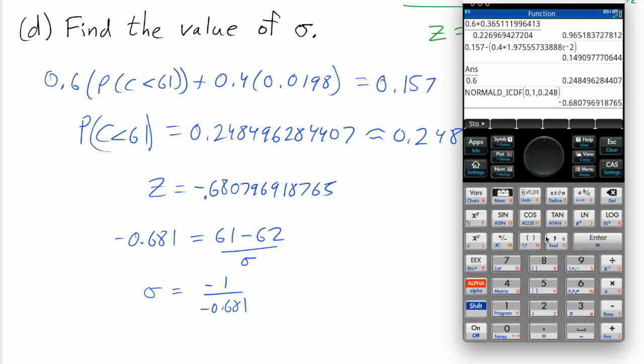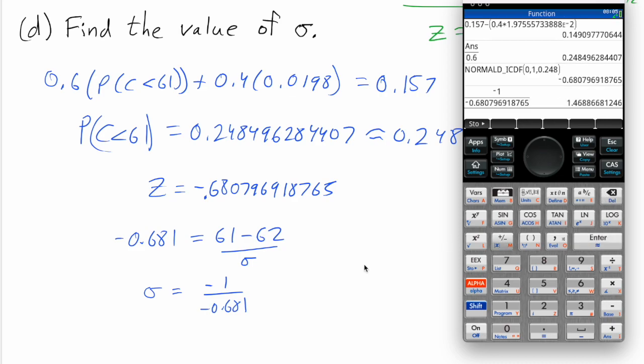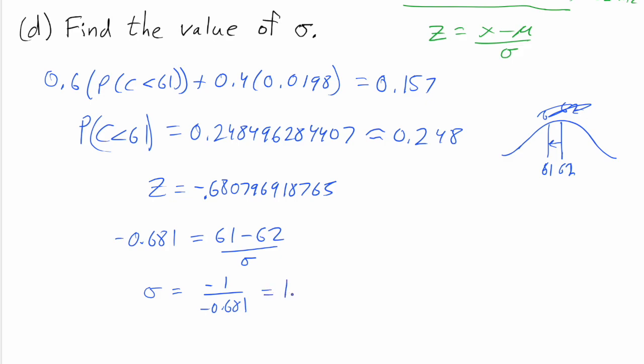So let's do that on the calculator. And we get negative 1 divided by our answer from before. And we get 1.47 is our answer. Okay, so that's the final answer to this question. I'm going to show you how to do it by graphing, though, if you're interested.